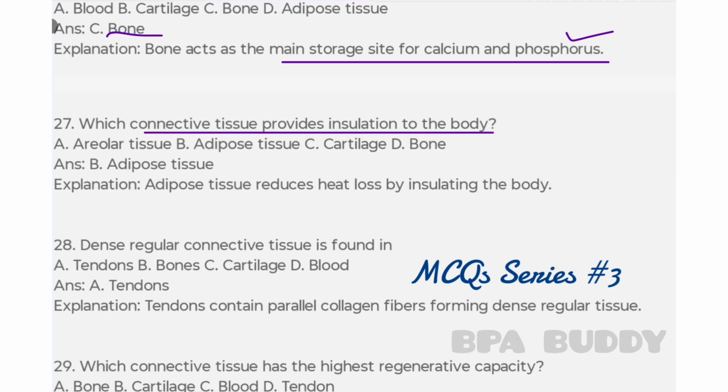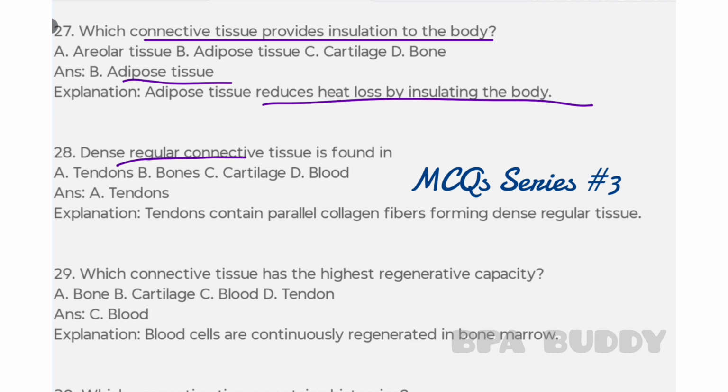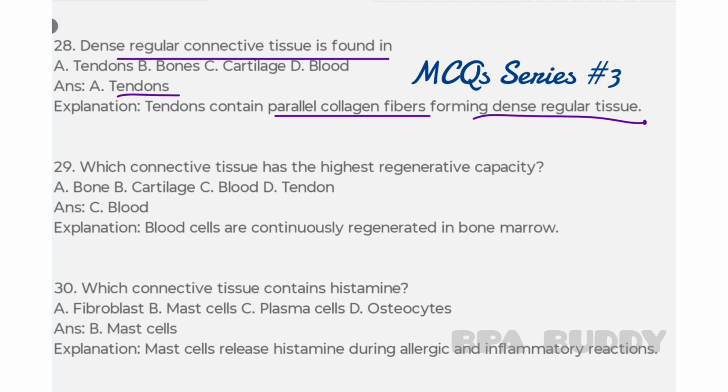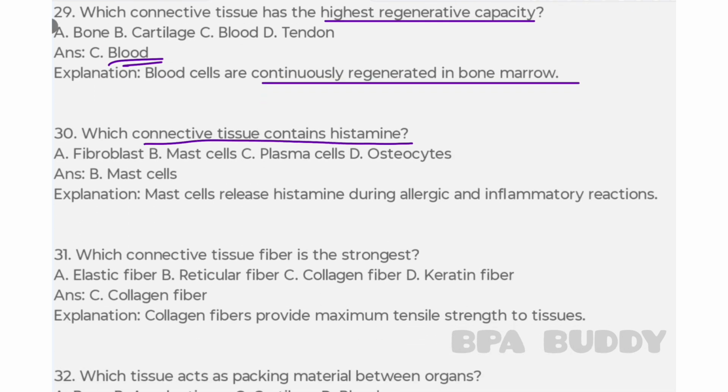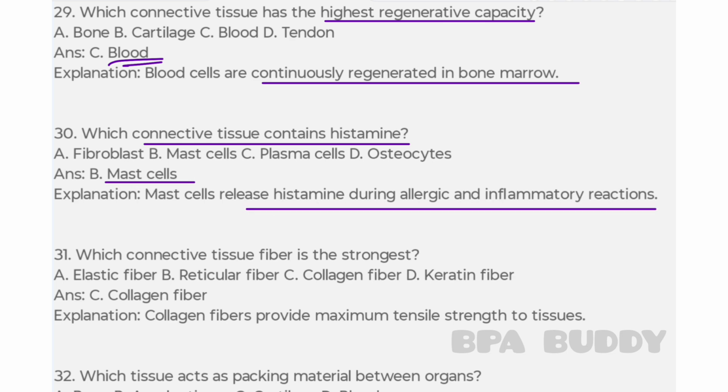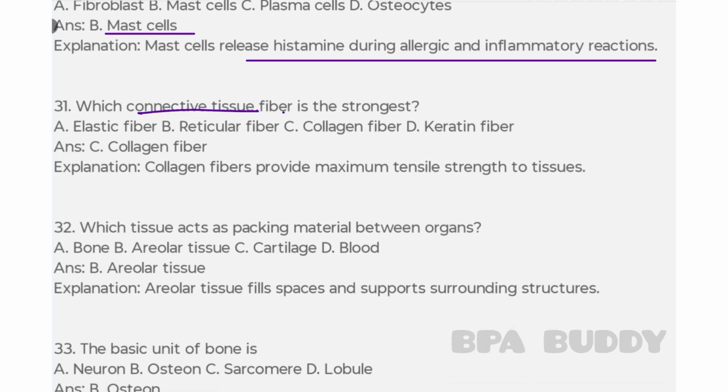Which connective tissue provides insulation to the body? Adipose tissue. It reduces heat loss by insulating the body. Dense regular connective tissue is found in tendons, containing parallel collagen fibers. Which connective tissue has the highest regenerative capacity? Blood. Blood cells are continuously regenerated in the bone marrow. Which connective tissue contains histamine? Mast cells release histamine during allergic and inflammatory reactions. Which connective tissue fiber is strongest? Collagen fiber. They provide maximum tensile strength to the tissues.